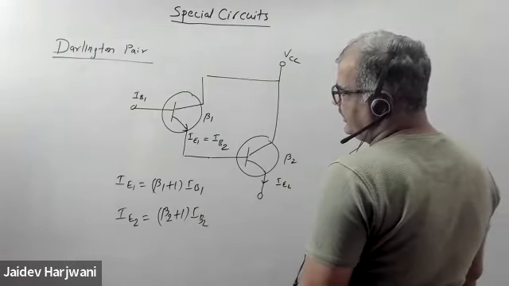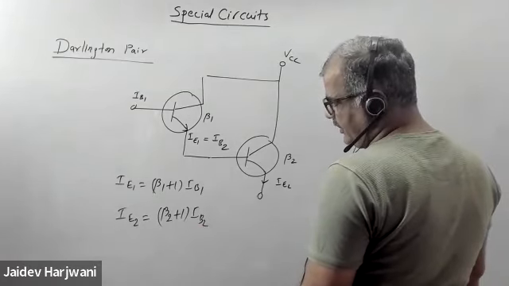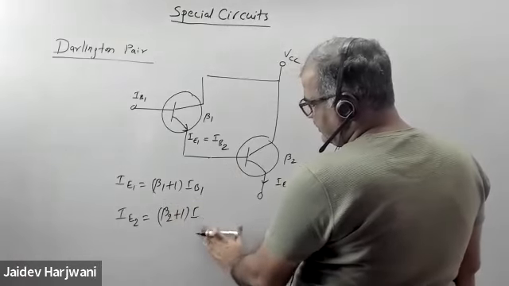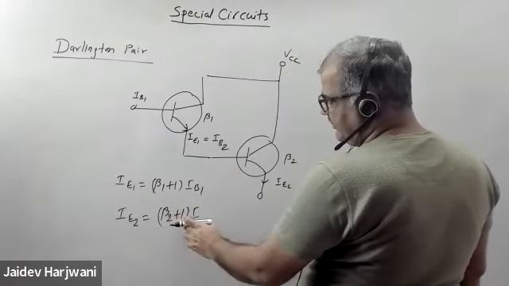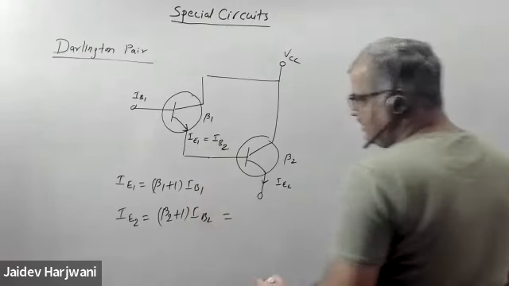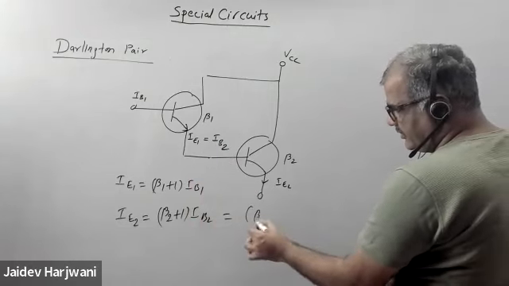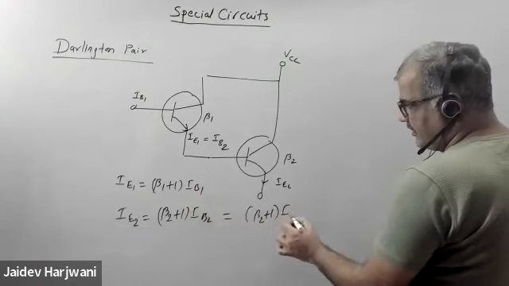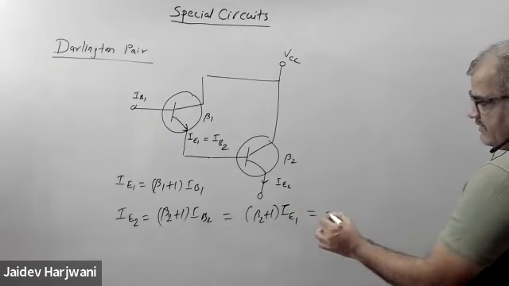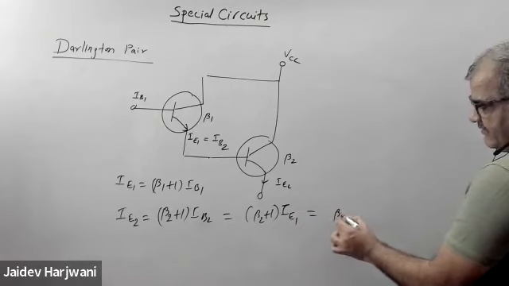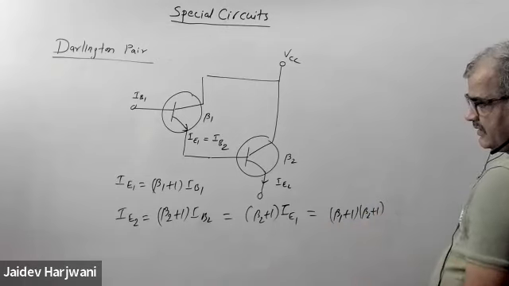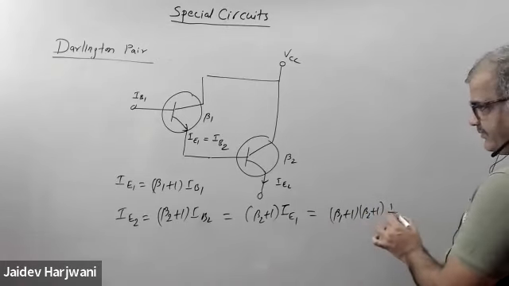Now if you want to write IB2, IB2 is equal to IE1. So what should I write here? IE2 will become beta 2 plus 1 times IE1. And you know the value of IE1, so this will become beta 1 plus 1, beta 2 plus 1, and this becomes your IB1.